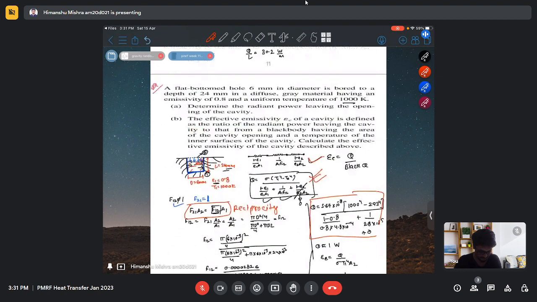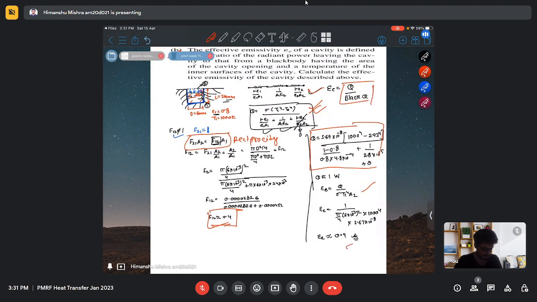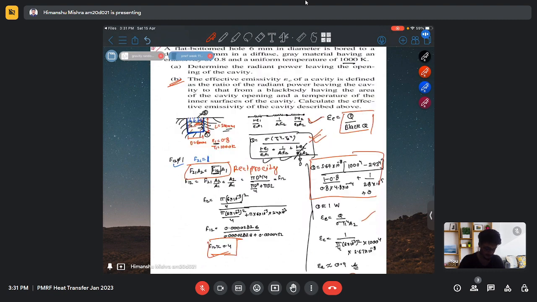Then in the next part of the question, they have given the definition of the effective emissivity. They said that it is the ratio of the heat transfer to the black body radiation. So by using that definition, we calculate the effective emissivity for the given problem.